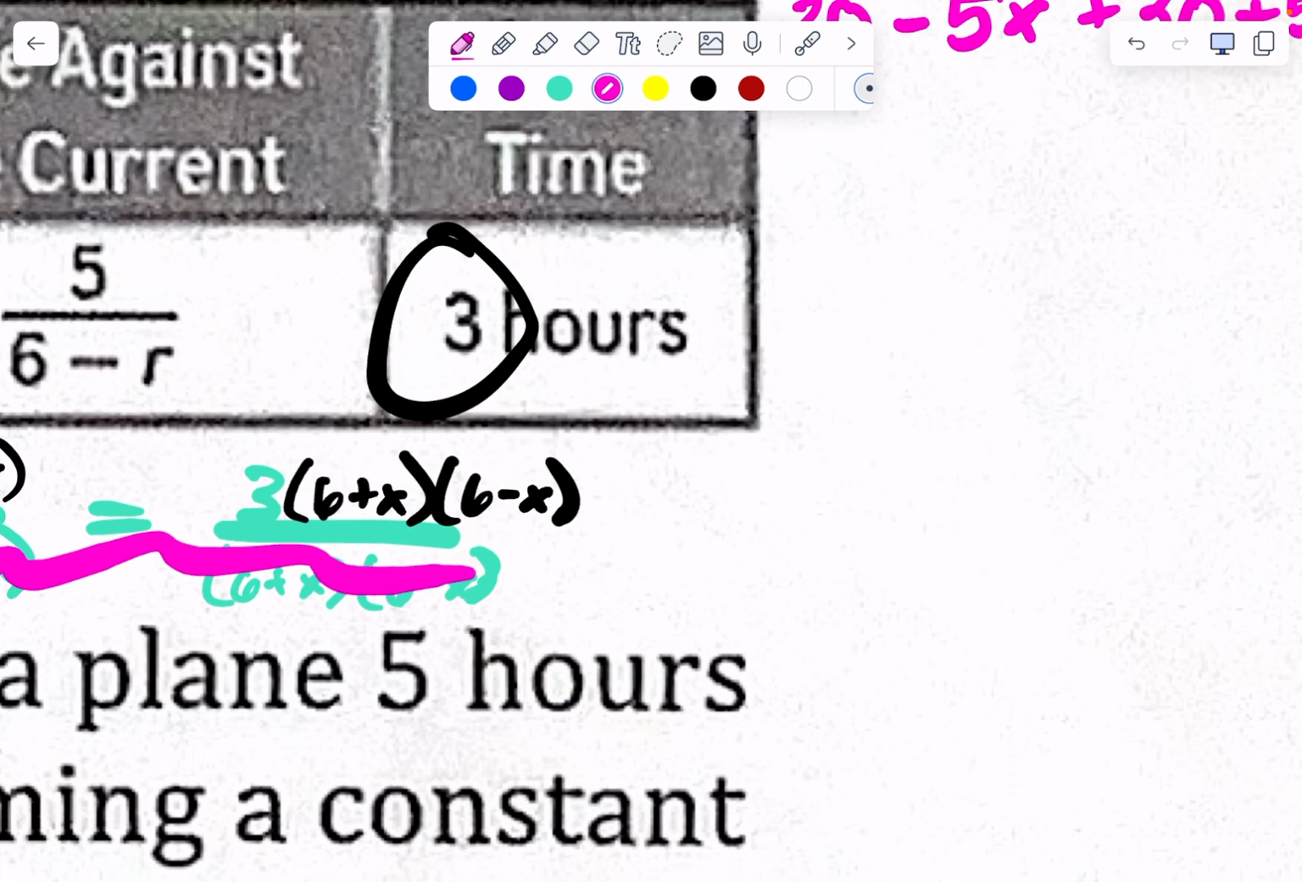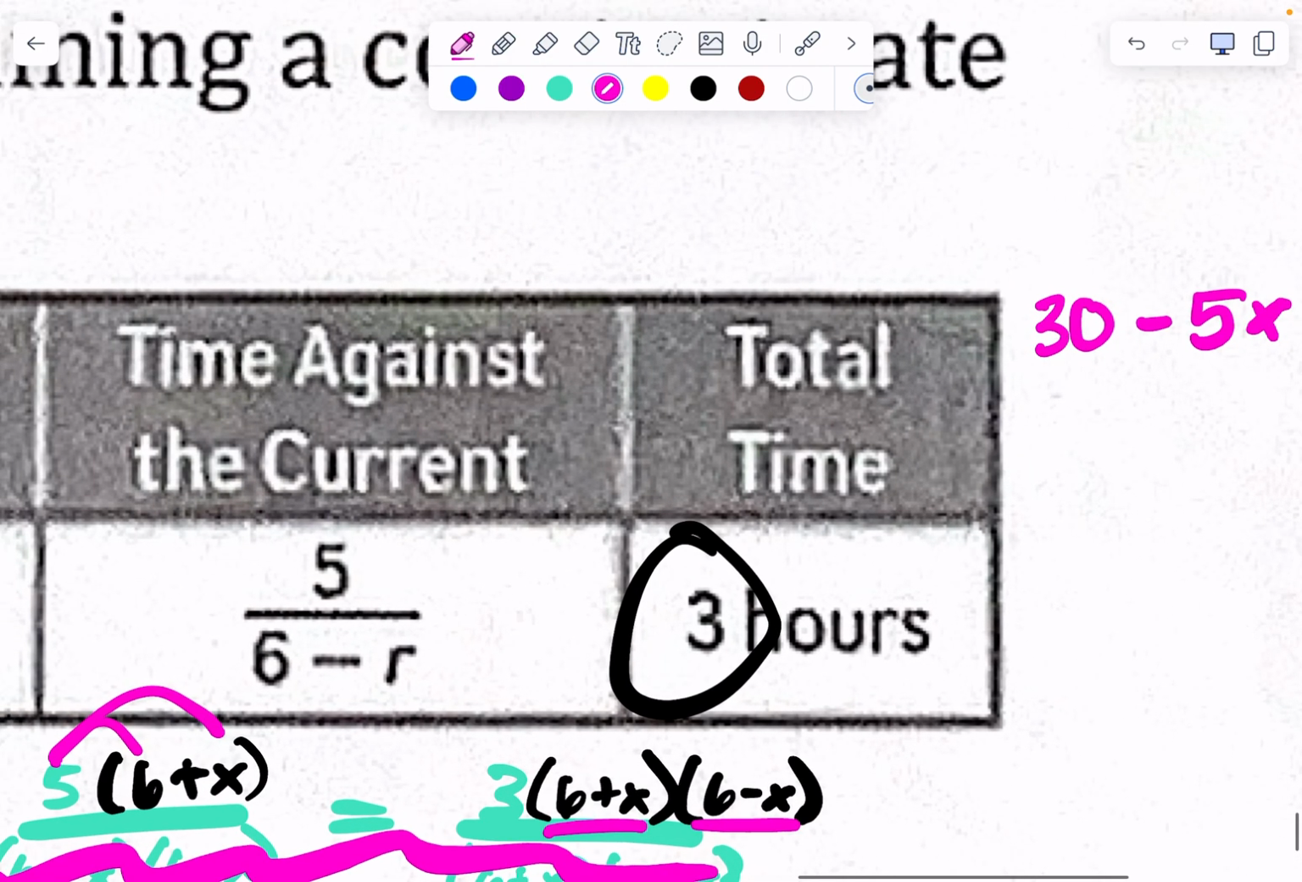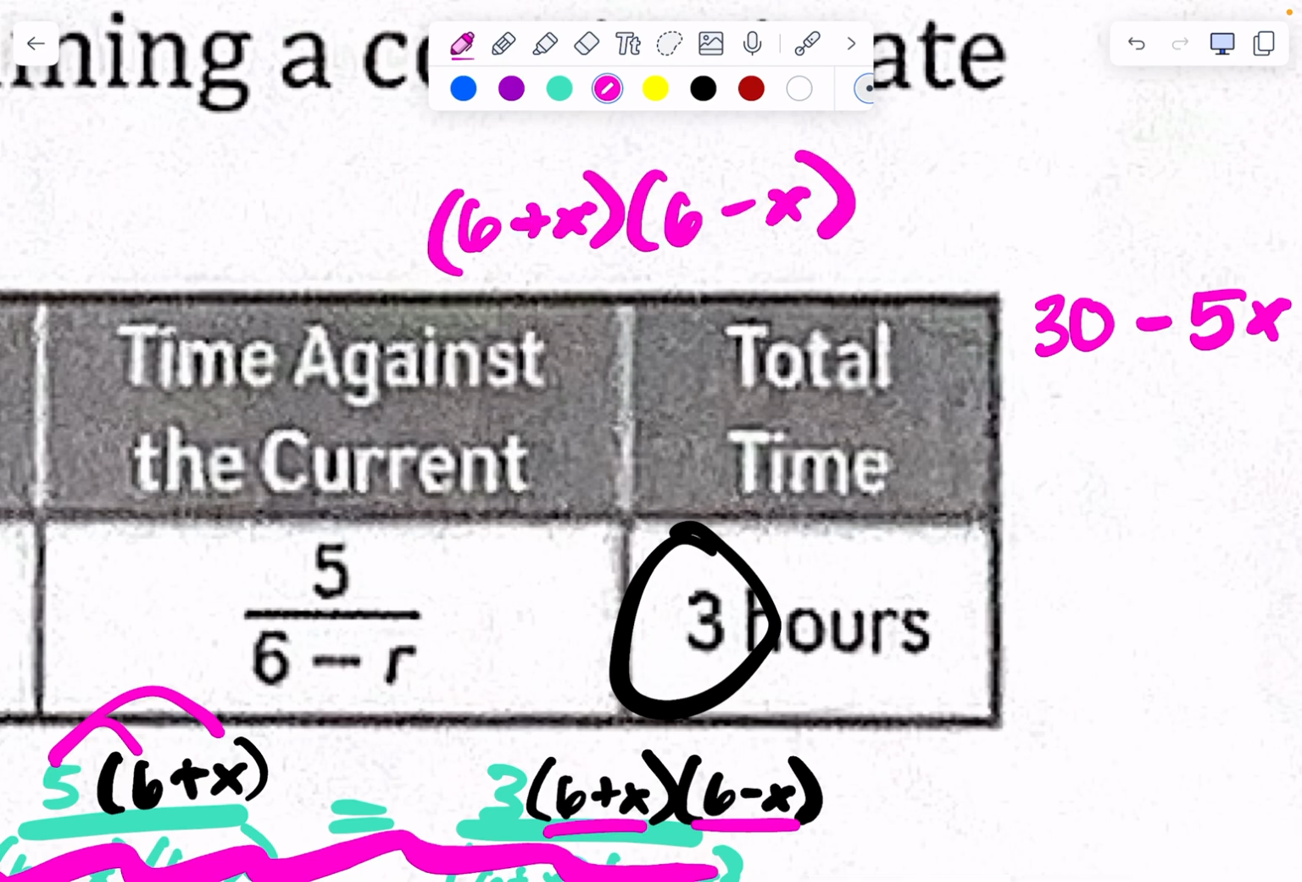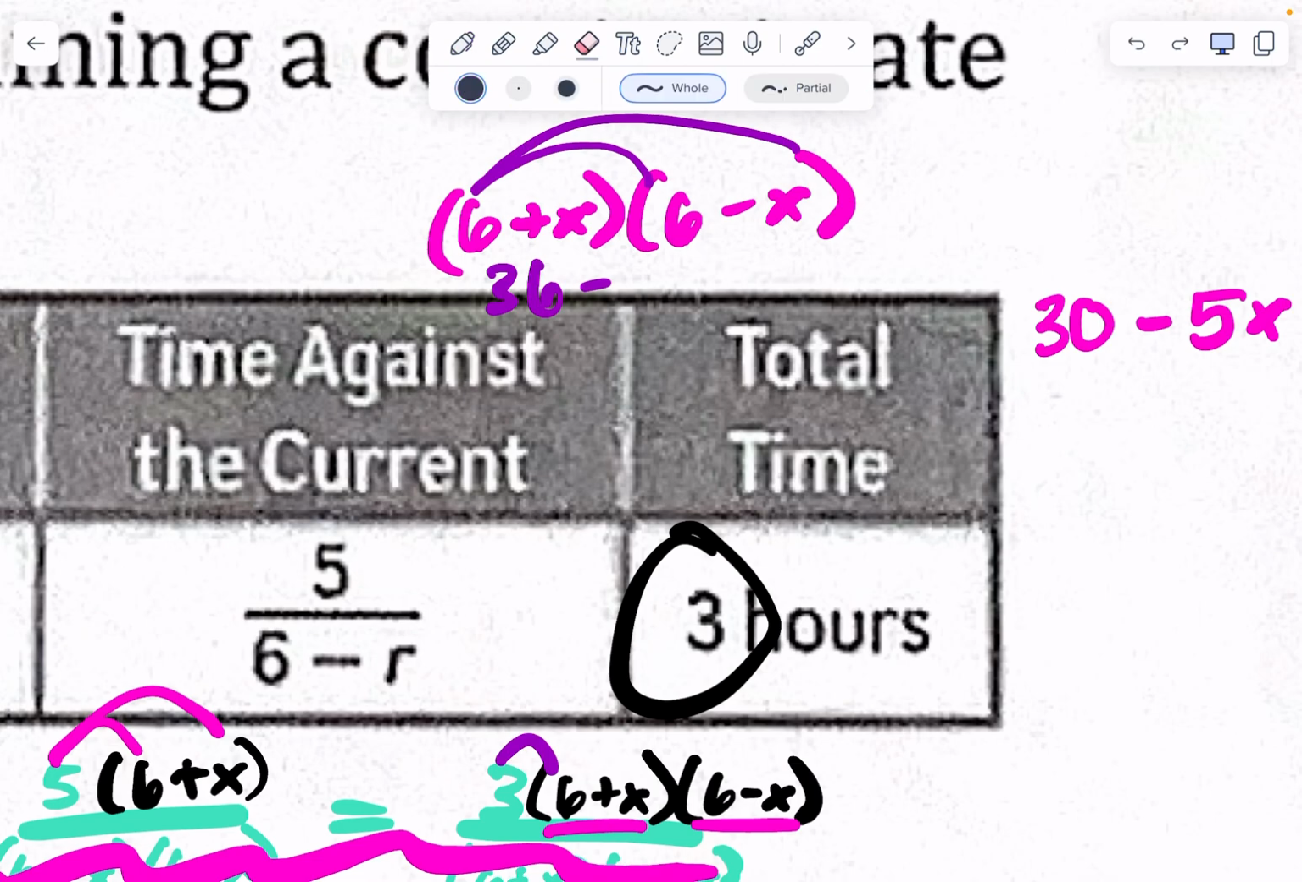Let's FOIL the 6 plus x and 6 minus x out real quick. Don't write that down. 6 plus x times 6 minus x. 36. Why can't you just separately FOIL the 3 with each one? You can, but you only want to multiply the 3 through one of them and not both of them, because then you're multiplying by 9 instead of multiplying by 3. I would rather FOIL them first and then multiply by 3, because I'll show you why here in a second.